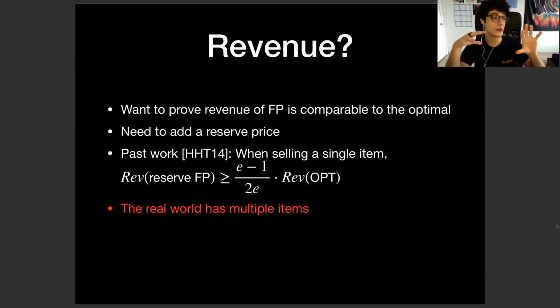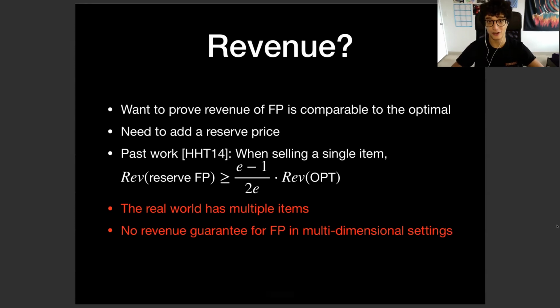There could be mechanisms where you have to purchase item 1 in order to access item 2. Crazy stuff. So this problem goes absolutely off the rails. And for years and years, there was absolutely no revenue guarantee for the first price auction in the multi-dimensional setting, even though it was the thing being used by absolutely every single ad exchange. No revenue guarantee until now, of course.